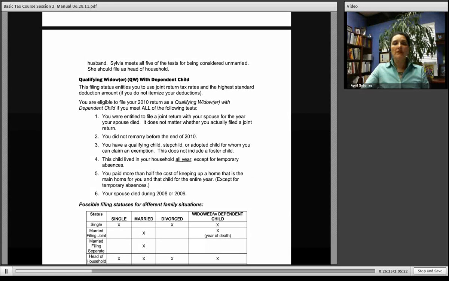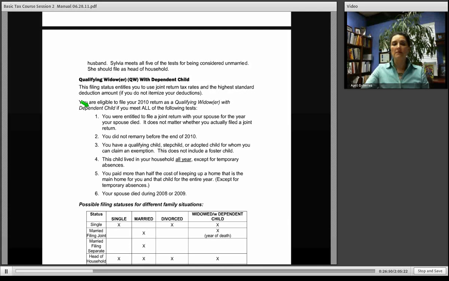And the final filing status, number 5, is qualifying widow or widower with dependent child. This filing status entitles you to use joint tax rates and the highest standard deduction amount if you do not itemize your deductions. You are eligible to file your 2010 return as a qualifying widow or widower with dependent child if you meet all of the following tests.